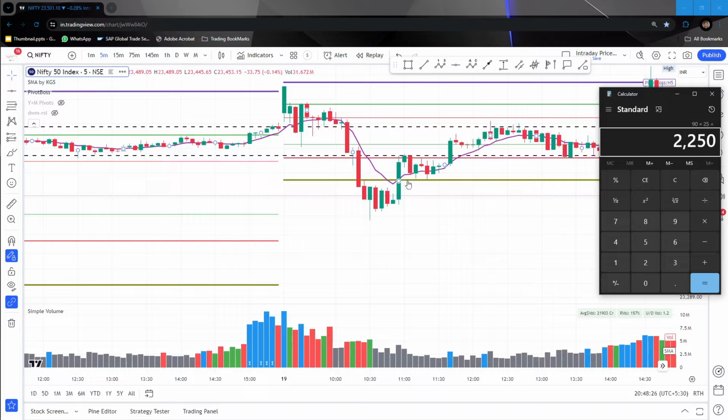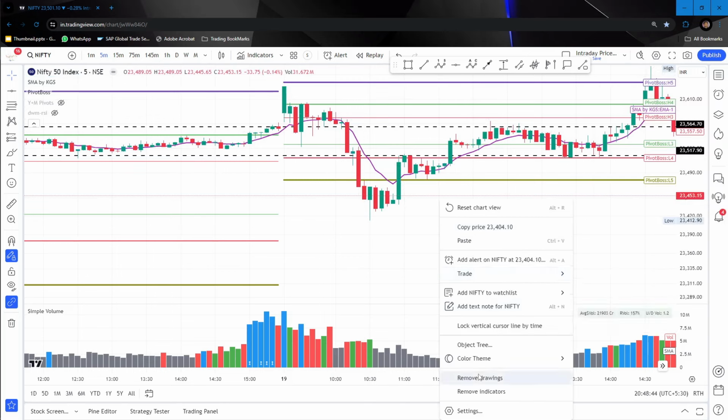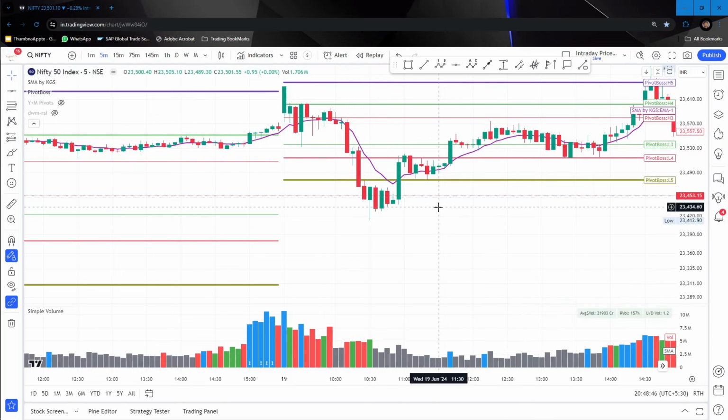If you are assuming you wanted to go for 1:2 and you are booking, then 23,565 minus 70. So here, okay, 70 into 25, you will get 1,750 points. Or if you feel like I will book using 9 EMA, then your profit is 1,000 rupees. So how you wanted to book your trade, that's up to you.